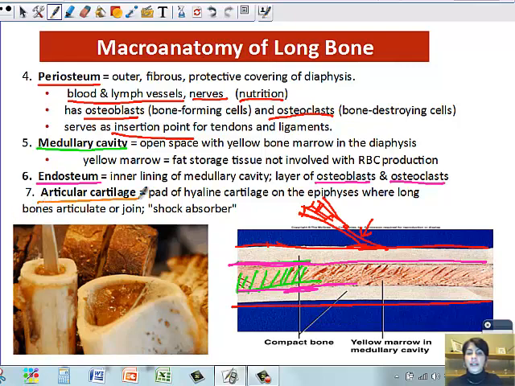Articular cartilage, like I mentioned again, is a pad of cartilage at the end of the epiphyses of the bones, the rounded ends, so that you can find some shock-absorbing protection against other bones. Now that we've covered all the macroanatomical terms of long bones, we will cover the microanatomy in the next screencast.